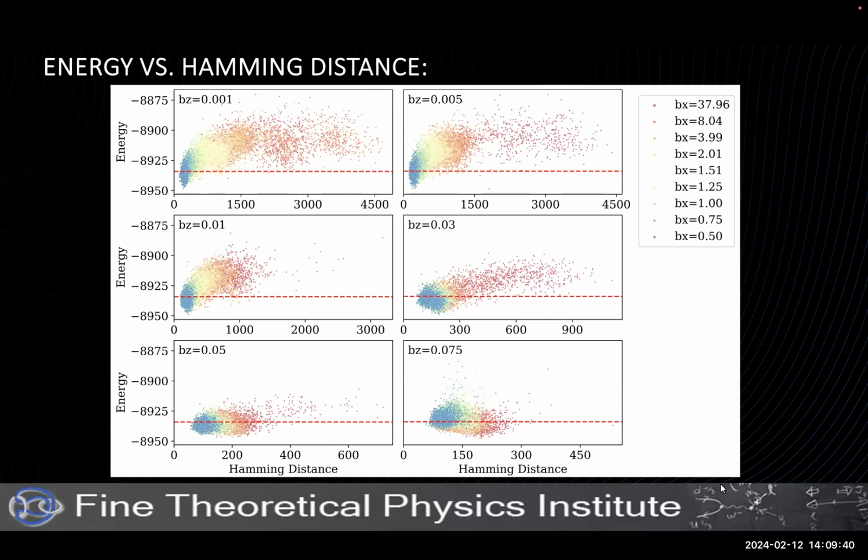Depending on what Bz is, which is different panels here, and Bx's are different colors, you see that I'm either relatively localized or almost completely delocalized. But in any case, the better minima which I found are, as Paul mentioned, not too far away from my initial minima. And we don't know where this number 200 is coming from.